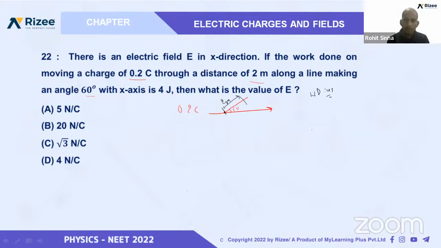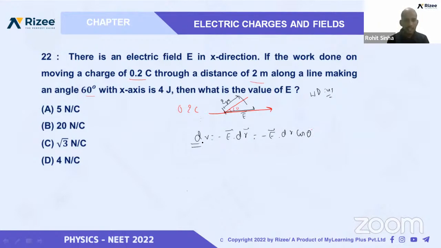What we have to do? The electric field is along this direction. Okay. How will we do it? You know, dV is equal to minus E dot dr. That means E dr cos theta.